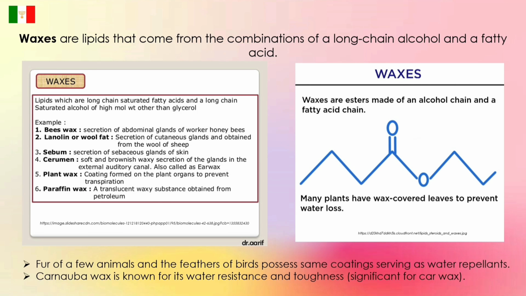The fifth one is plant wax. This is a coating formed on the plant organs to prevent transpiration. The last one is paraffin wax. This is a translucent waxy substance obtained from petroleum.